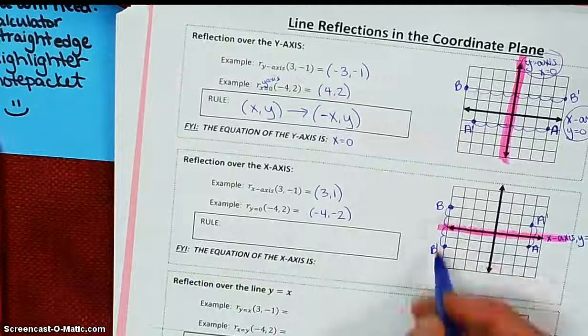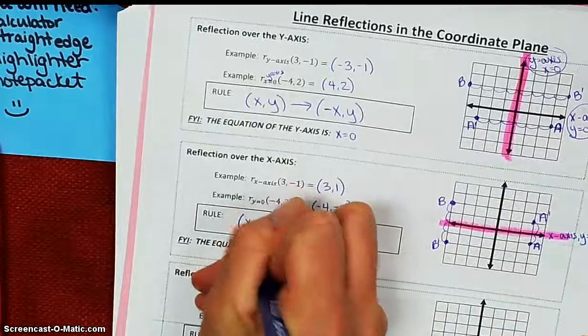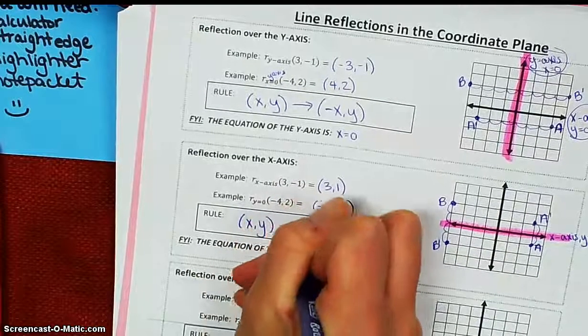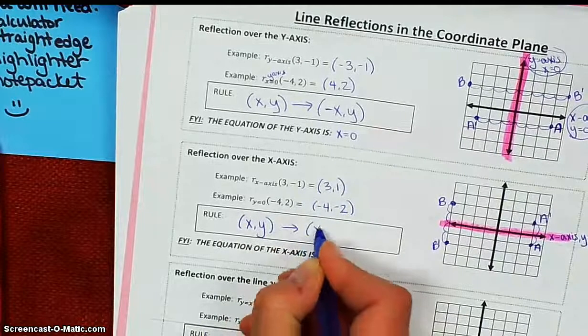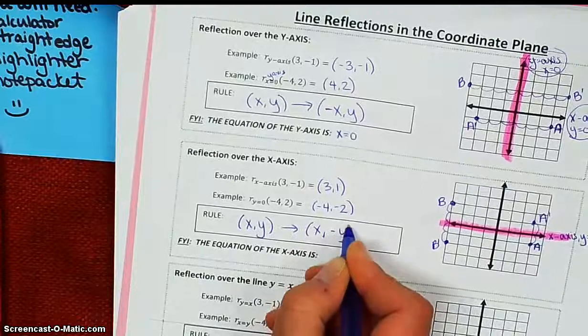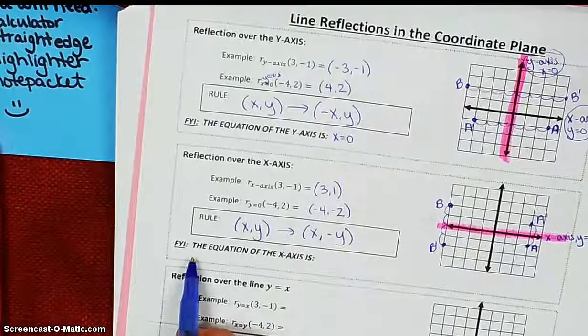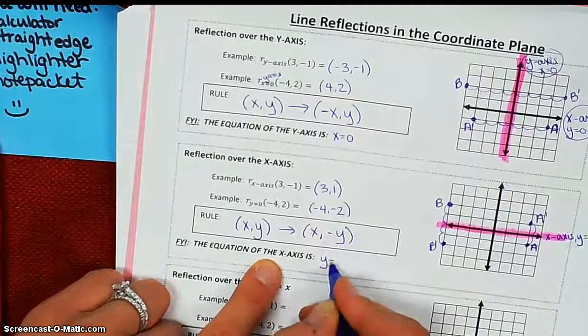So what's happening to our points from start to finish? Well, we're taking the point (x, y), and we're changing it. How are we changing it? Well, we're keeping the x the same, and we are negating the y value. And just as an FYI, the equation of the x-axis is y equals 0.